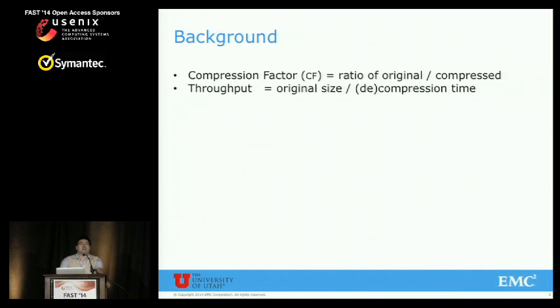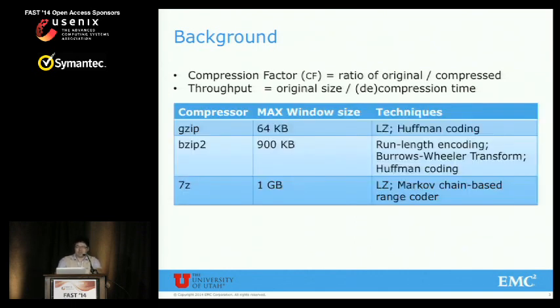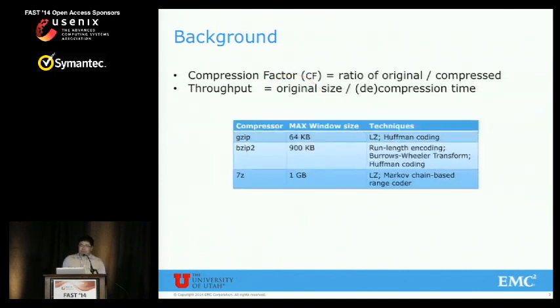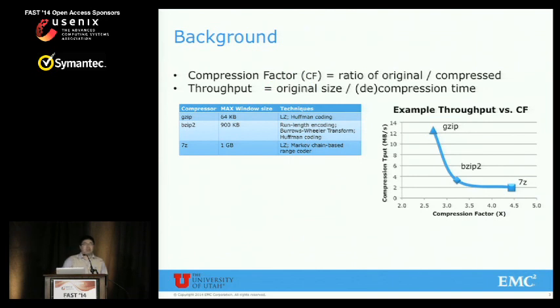So here's the background. In this work, compression factor means the ratio between the original size divided by the compressed size, and the throughput is the original size divided by compress time. The table here shows three common compressors we looked into: GZIP, BZIP2, and 7Z. We also present the maximum window size each compressor supports. The maximum window size is only 1 gigabyte, from 7Z. If similar blocks are separated by more than many gigabytes or terabytes, these compressors will not be able to find them.